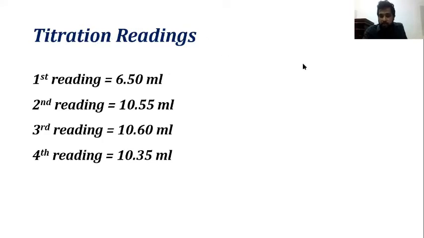Actually, in this titration, specifically in this Lane-Eynon method, we don't use the first reading because it is done just to get an approximate idea. Okay, then you can take the other 3 readings, 2nd, 3rd, and 4th reading. Okay.